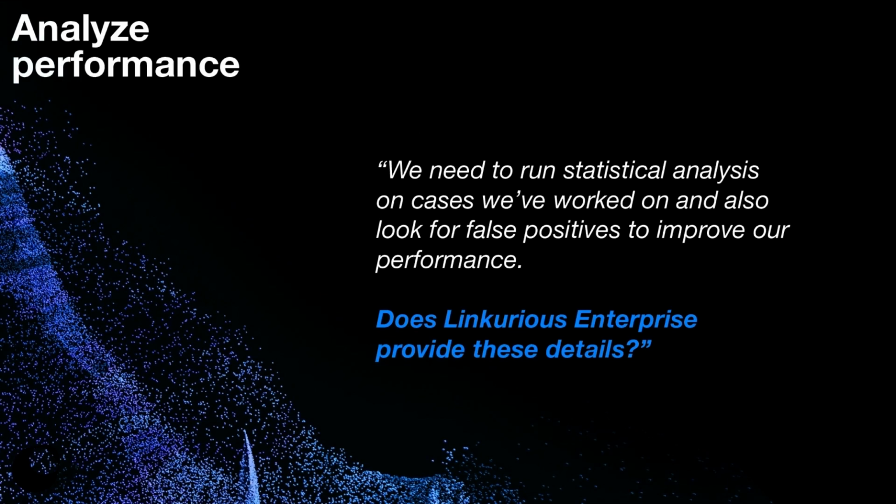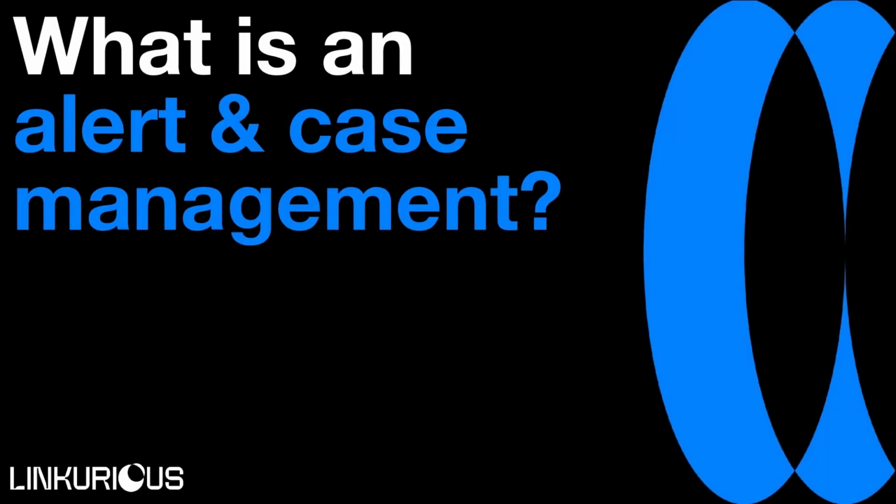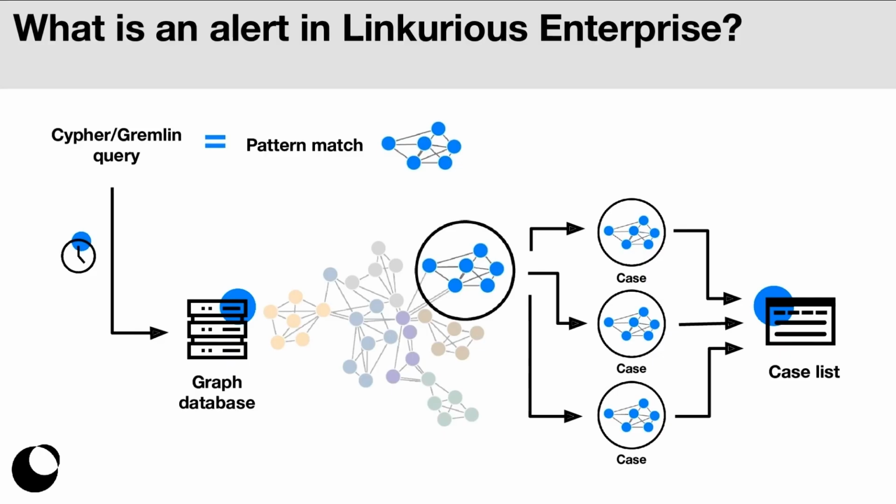Now let's move on and see what is an alert and case management. As you can see in the picture here, alerts in Linkurious Enterprise are automated detection rules that can be configured to run automatically, leveraging graph analytics to search for patterns of interest in a graph database and create comprehensive cases. For each occurrence it detects, a case is generated to help you gain valuable insights and facilitate in-depth analysis.